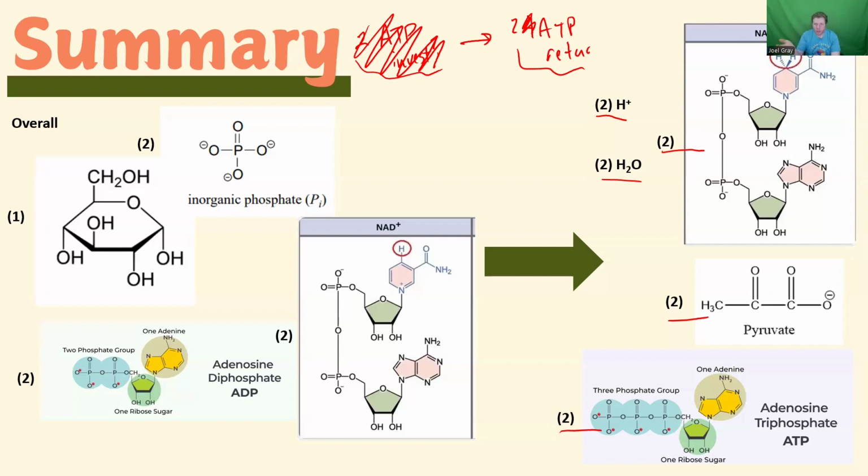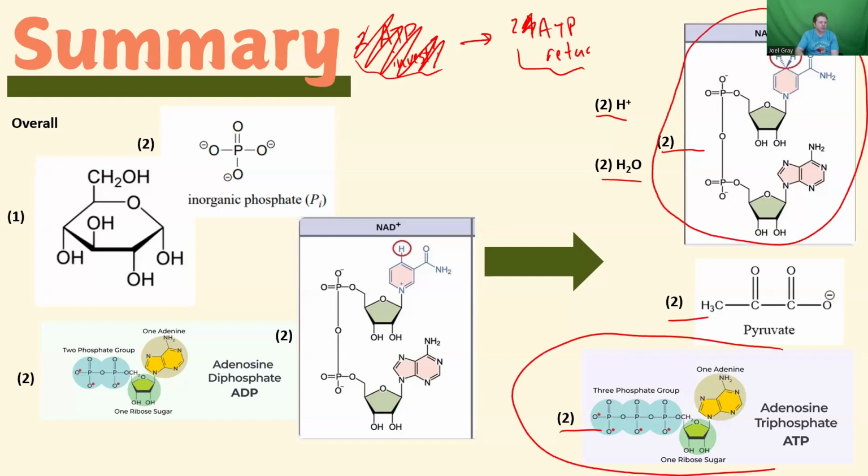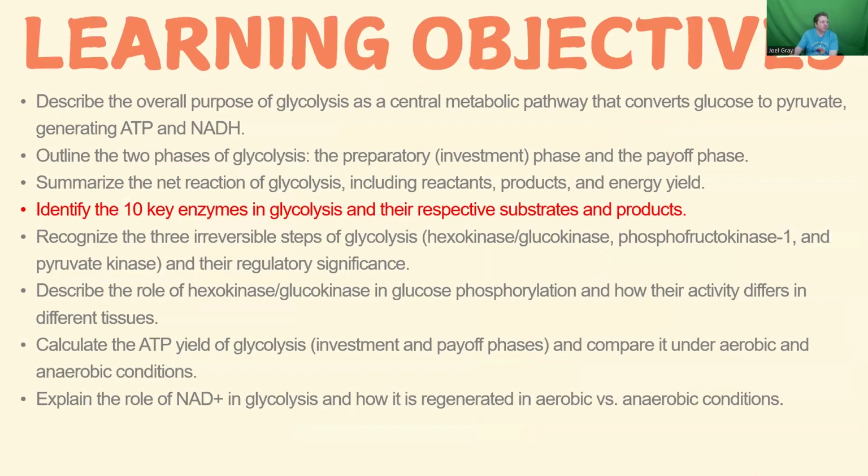Okay, so this is your big takeaway. Glucose plus 2 ADP plus 2 inorganic phosphate plus 2 NAD plus yields 2 protons, 2 H2O, 2 NADH, 2 pyruvate, and 2 ATP. Now, the important part about all of this, which we'll revisit again at the end, is NADH and ATP. These are both high energy compounds that are essential for this. Okay. Now, with that in mind, looking at our learning objectives again.